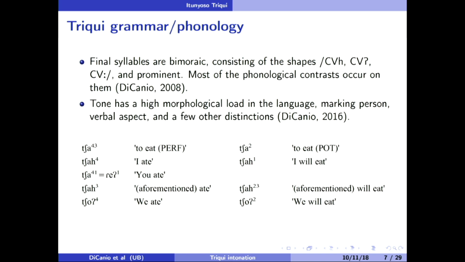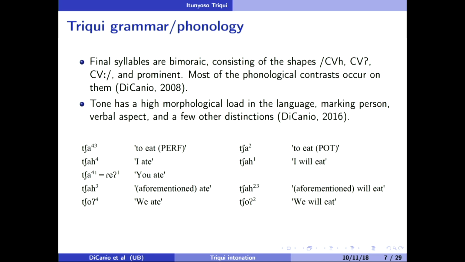Okay, so final syllables are bimoraic. As I mentioned, they consist of either a long vowel or a syllable that has a glottal stop or H coda. The reason I'm talking about these is that they are also prominent. So prosodically prominent, they're stressed. Most of the phonological contrasts occur on them.